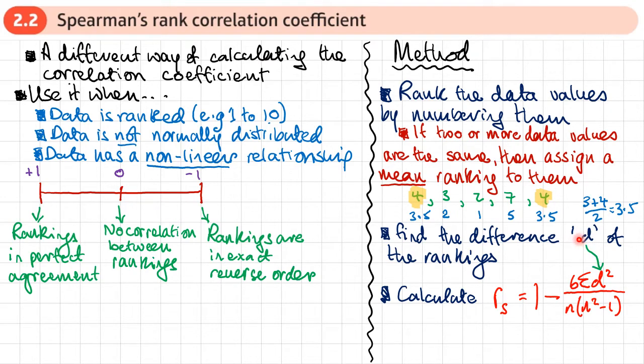So these differences that we've worked out, the differences of the rankings, we square them, we find the sum of all those differences squared, we times that by 6 and divide by n, which is the number of observations, like the number of pairs of values, times n squared minus 1. And then once we've worked it out, we can then make some sort of comparison on our result, or make some sort of comment on the value that we get at the end, remembering what those values mean.